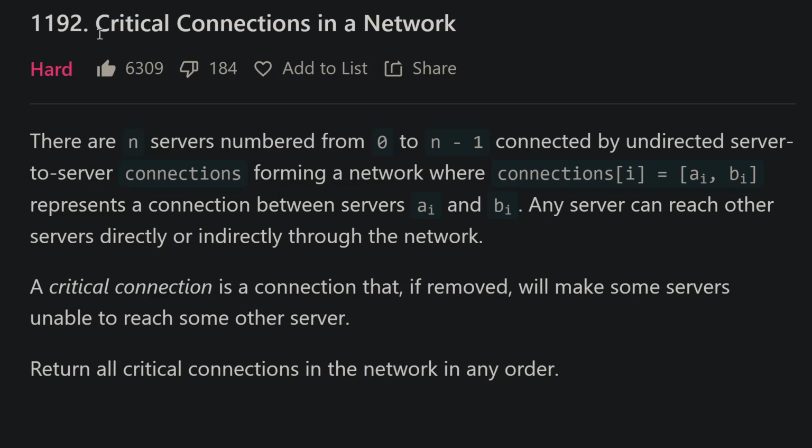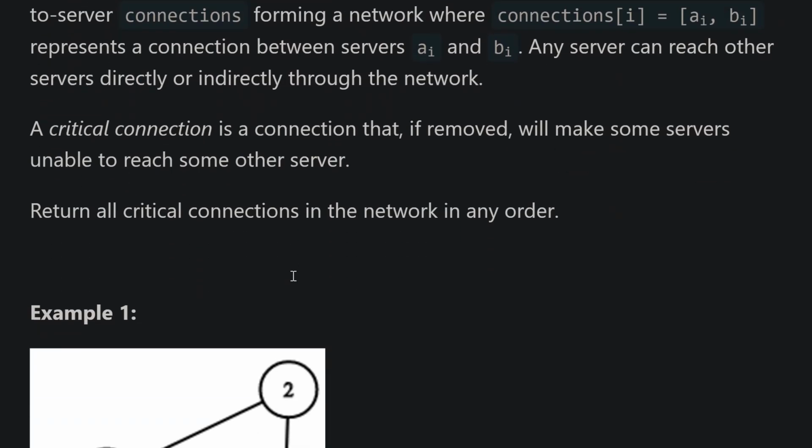So we have this problem: critical connections in a network. There are n servers numbered from 0 to n minus 1. This is a connected undirected graph of server to server connections, forming a network where A to B is an edge, representing a connection between A and B. Any server can reach any other server directly or indirectly. A critical connection is a connection that, if removed, will make some server unreachable. We need to return all the critical connections.